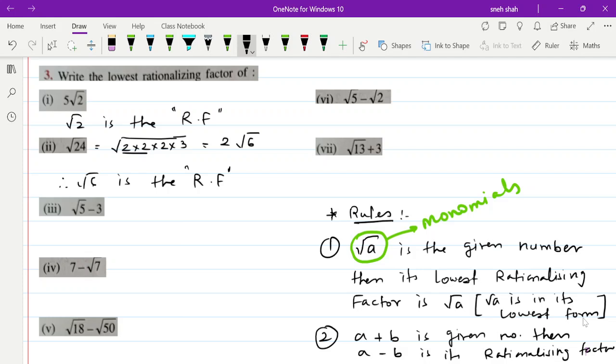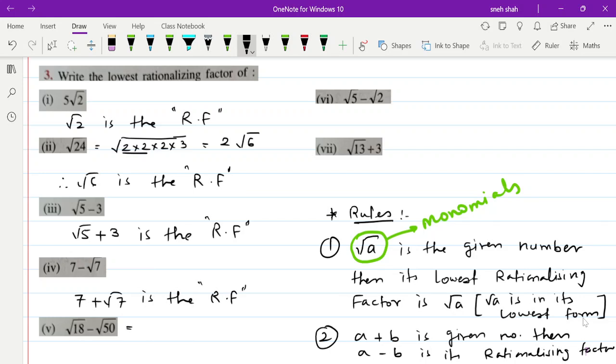Now in the third sub-question, the given irrational number is of the form a minus b. So from rule 2, we have the rationalizing factor as a plus b, where a and b are nothing but root 5 and 3. So root 5 plus 3 is the required rationalizing factor. The fourth sum is a very similar kind of sum. There again, we have a minus b. So we will have 7 plus root 7 as the rationalizing factor.